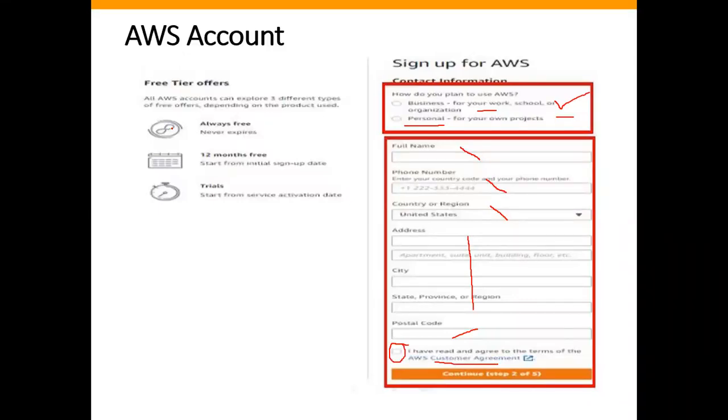And on the left side, you can see the three things which we have discussed in our previous session. Free tier offer, always free, 12 months free, or for trial period. And then click on continue.